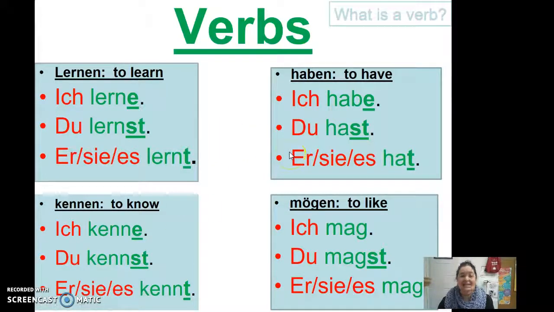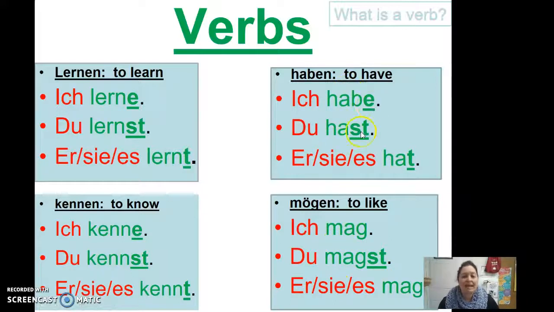No, it does not. It's an irregular verb. So this one you're mostly just going to have to memorize. Ich mag, du magst, sie, es mag. I like, you like, he, she, it likes. So this one is definitely just kind of mixed up, so you have to memorize it.